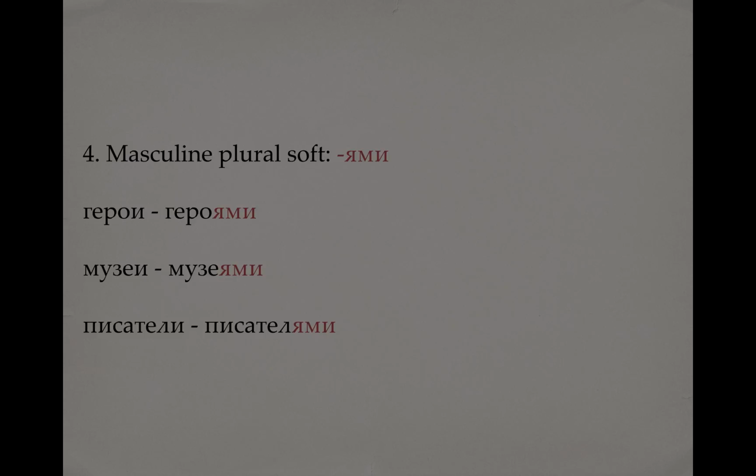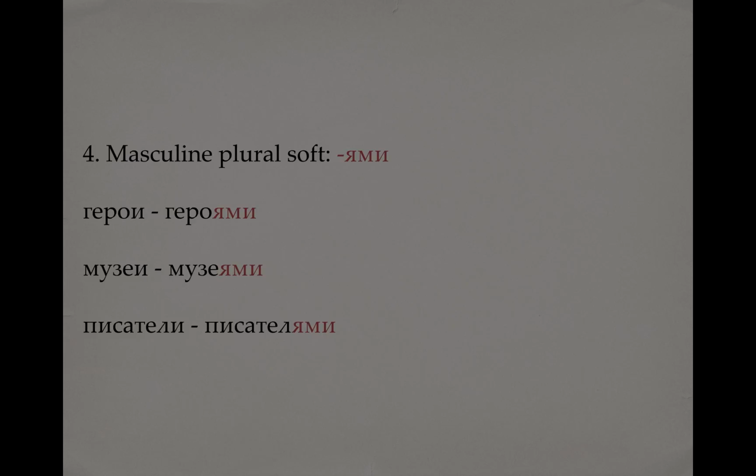Okay, this one is also masculine plural words, but it's for the soft words that don't end with consonants. For example, the plural form of heroes, geroi. How do we change it? We remove the ending and we add -yami. So we got geroyami. We remove the ending letter and we add -yami: geroi, geroyami.